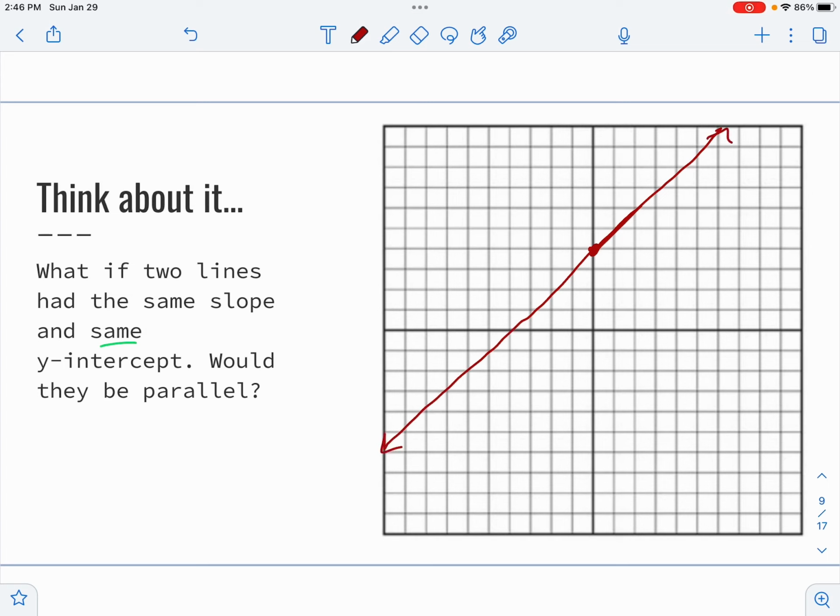Kind of a rough drawing. Then, so that's my first line. Then my second line, it will have the same y-intercept and the same slope. So what you have are lines that are on top of each other, or they're the same line. So no, they would not be parallel because by definition, parallel lines never intersect. If they have the same slope and the same y-intercept, then they are just the same line.